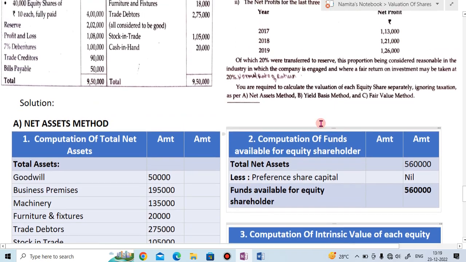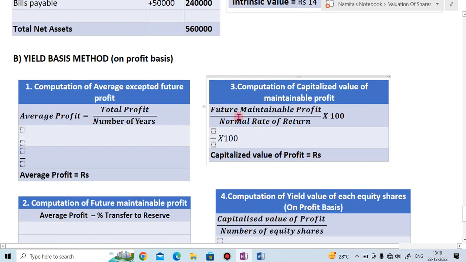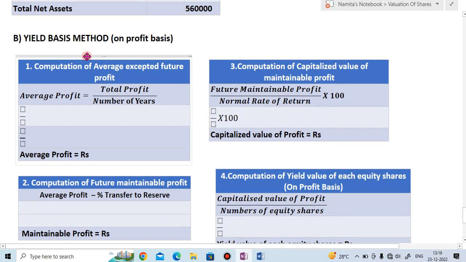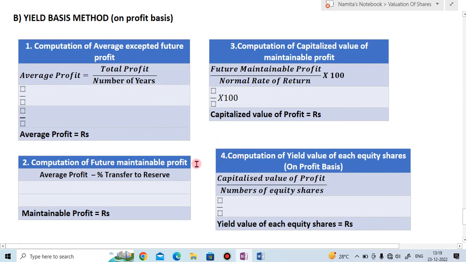Now the second method is what? Yield based method. For the yield based method, how many steps are there? 4 steps are there, and this yield based method we are going to find on the basis of profit. You can find it by the dividend method also, and by the dividend basis the answer will be the same. So mention on which basis you are going to find the yield based method, so it will be easy for you. We are going to solve it on the profit basis.